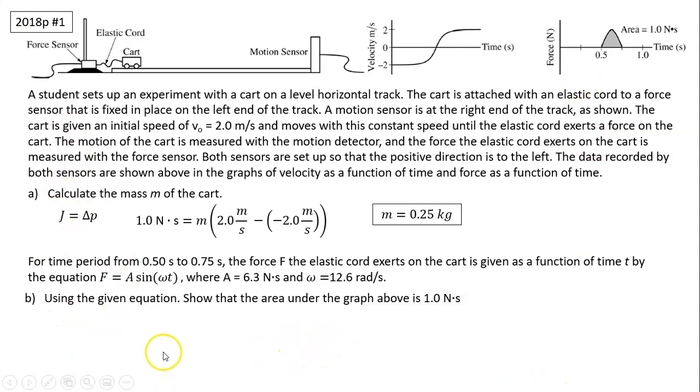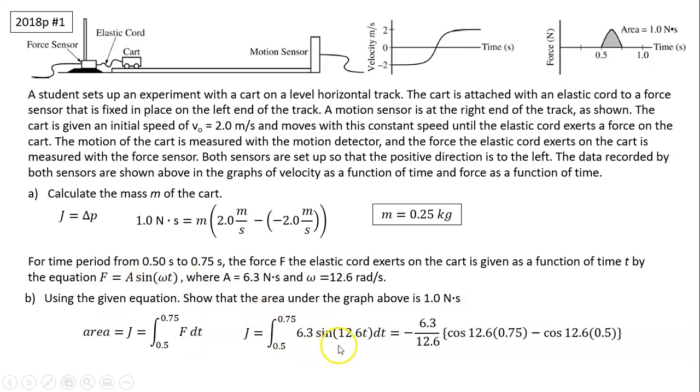So how do we find area? Area, which equals the impulse, is the integral of F times dt. And what is F? F is A sine omega t. So A is 6.3, omega is 12.6, times t. To integrate this, remember integration is antiderivative. The antiderivative of sine is negative cosine, hence the negative sign here.